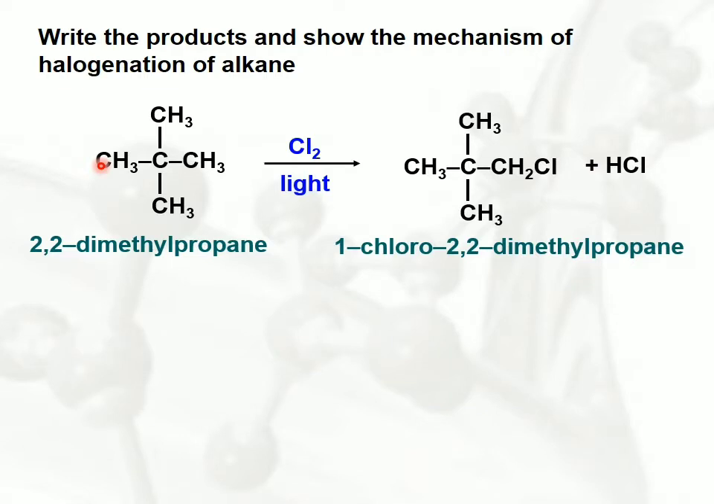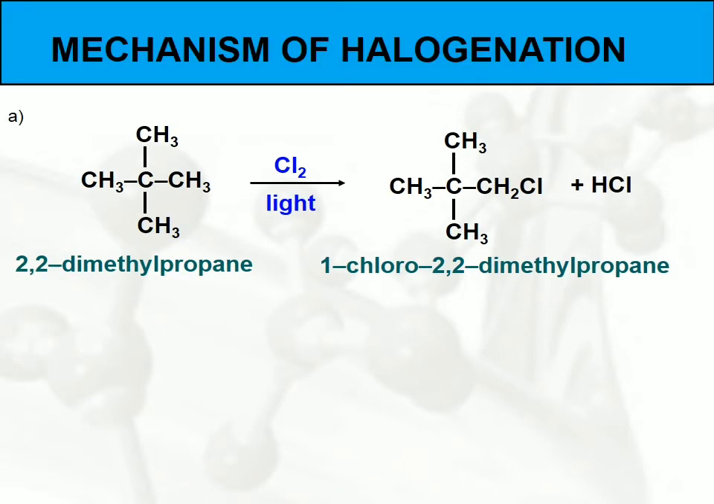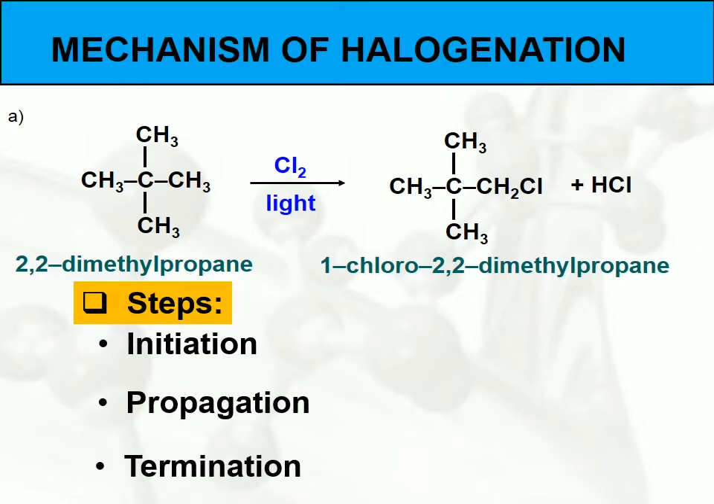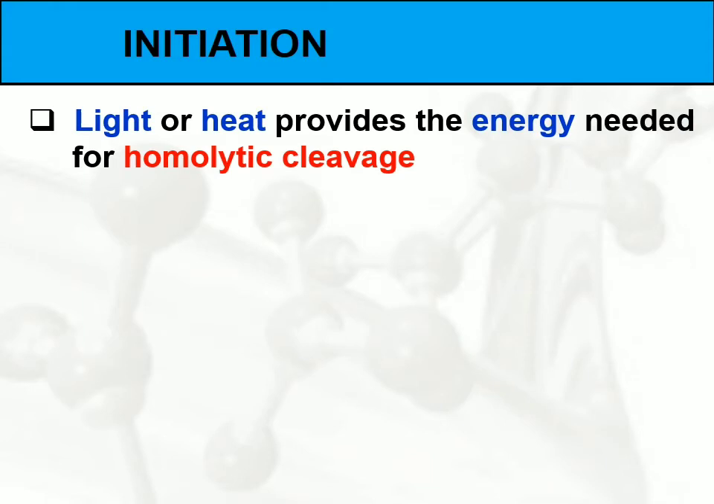Next we are going to learn how to show the mechanism. There are three main steps in writing the mechanism of halogenation. Step 1 is initiation, step 2 is propagation, and step 3 is termination. To initiate the halogenation, we must have light or heat.